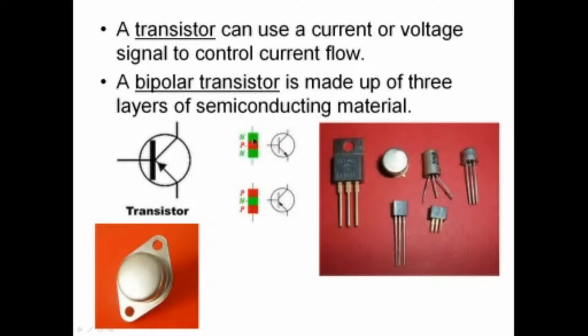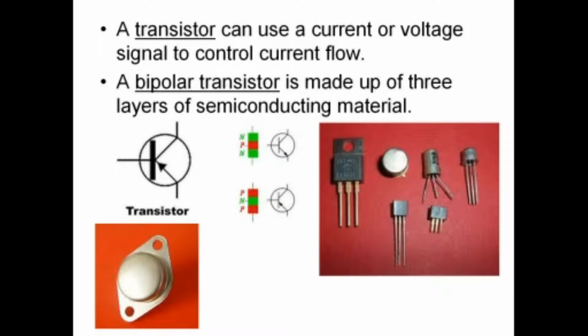And they have two junctions, 3 layers with 2 junctions between them like this. An NPN or a PNP. N-type semiconductor material on both sides with a P sandwiched in between, or the other way, P on both sides with an N-type sandwiched in between.